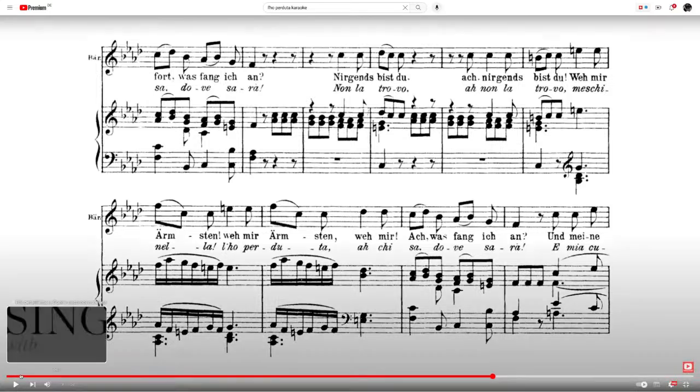So again, it's like non la trovo. It's like, oh, I cannot find it. No, I cannot find it. She's really scared to death because she thinks she's going to get in huge trouble. Someone's going to kill her. Not literally, but she's in big trouble because she lost something very valuable. So it's really non la trovo.